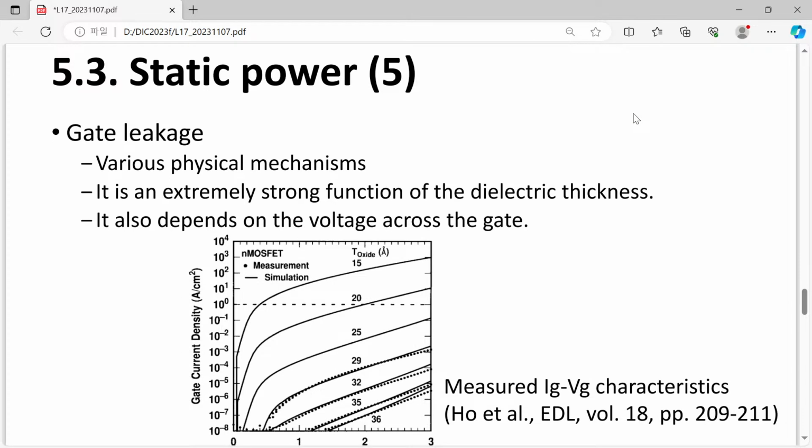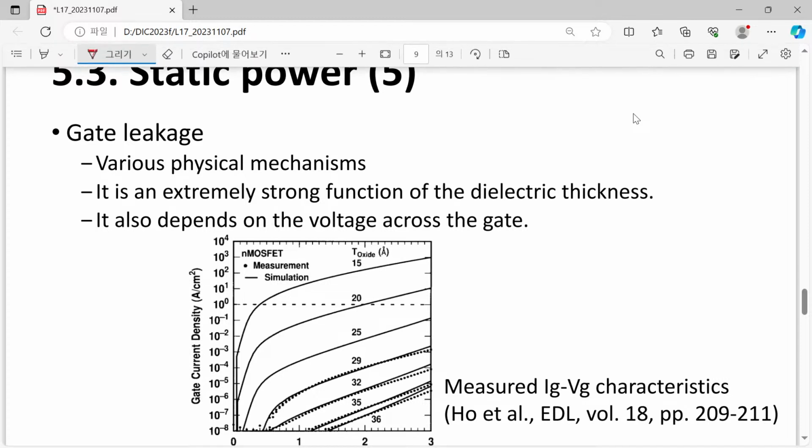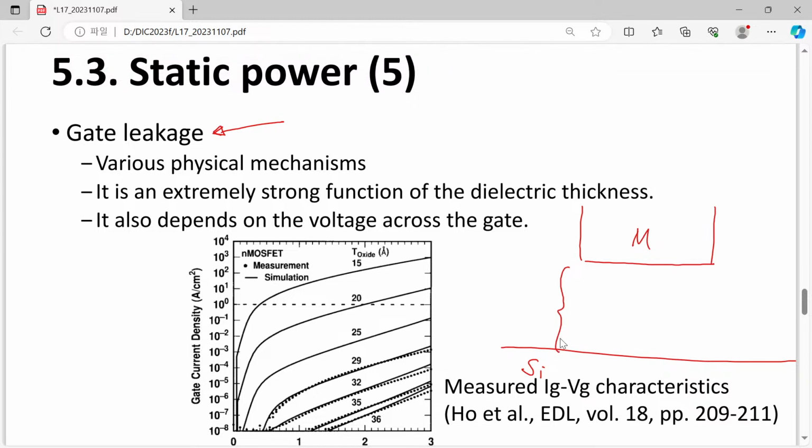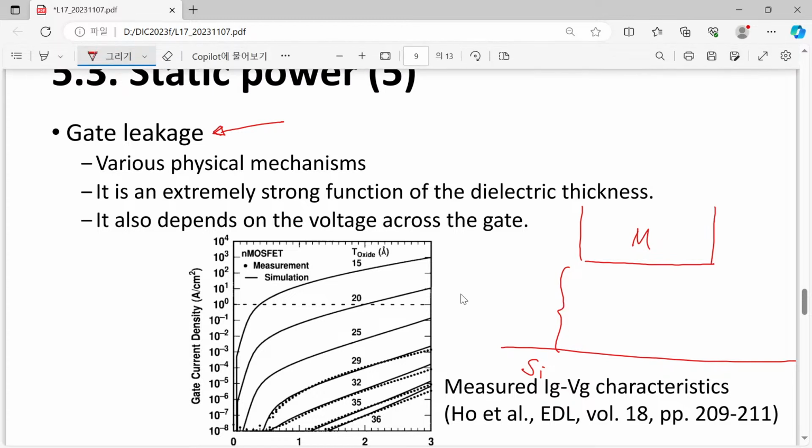Up to now, we have thought about the subthreshold leakage current, but another important mechanism is gate leakage. So for gate leakage, let me draw once again. Here we have metal. Previously it was polysilicon, but nowadays it is metal. And let's say that here we have the silicon substrate. Yes, and here we have the oxide layer. This is quite thin, just a few nanometers thick here.